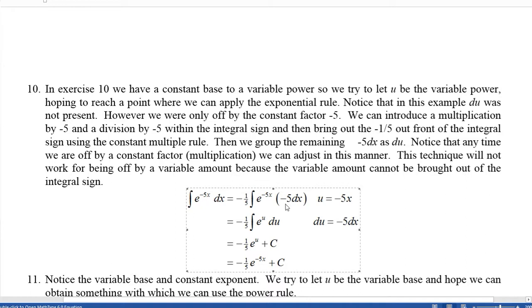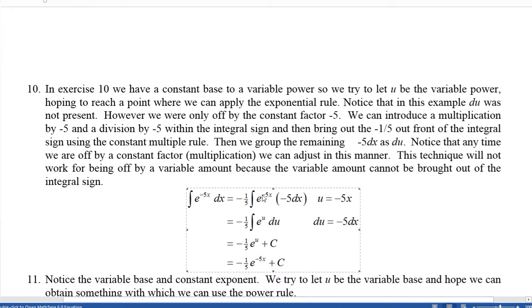Notice the parentheses. As long as we also multiply by negative 1/5 right here. But the 1/5 being a constant, by the constant multiple rule, can be brought out front of the integral sign. So that negative 1/5 and that negative 5 actually cancel each other out, and we're back where we started. So that is a legal thing to do. And then notice what's in parentheses here, negative 5 dx. All of that becomes the du. And the negative 5x becomes the u.